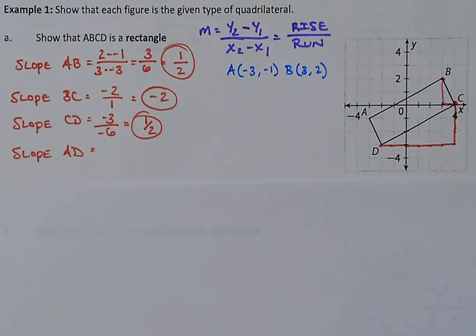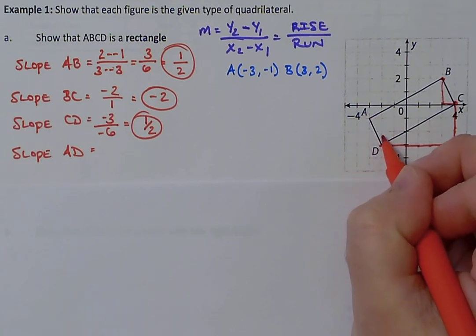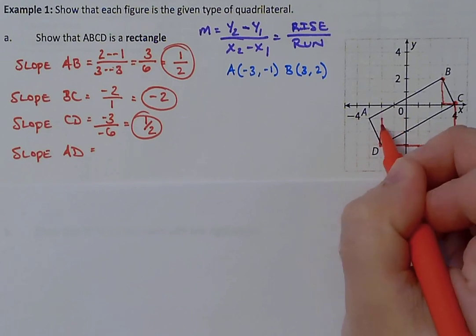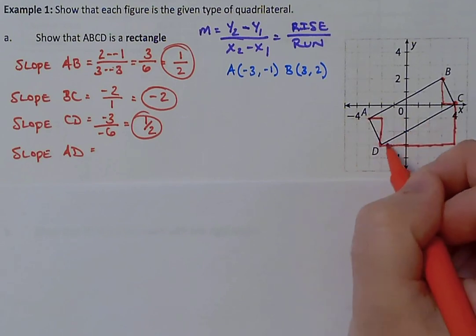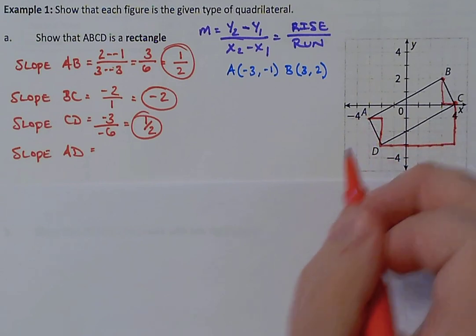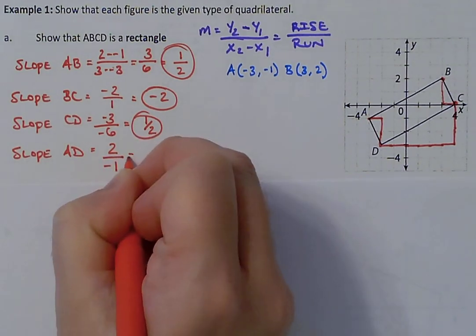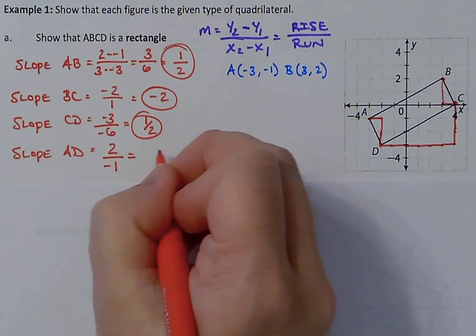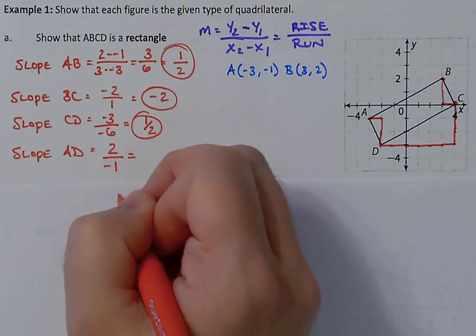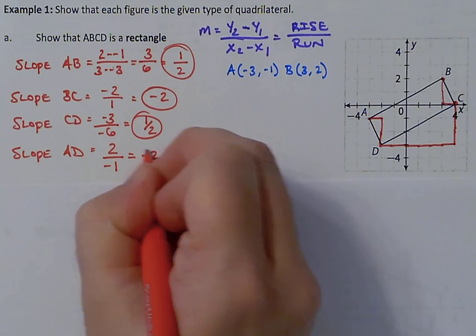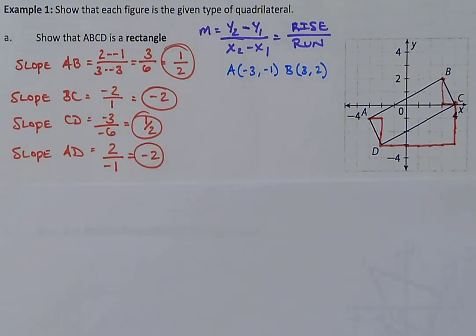The last one we need to find the slope for is AD. So for AD, to go from D to A, we go up 1, 2, and then we went to the left 1. So we go up 2 to the left 1. Going up is considered positive. Going left is considered negative. So it's positive 2 over negative 1, which is going to result in a -2. So I now have my slope for all 4 lines. We just have to go through and determine if they're opposite reciprocals.